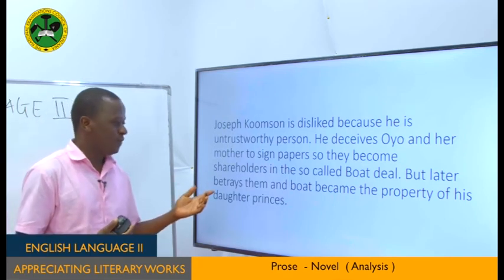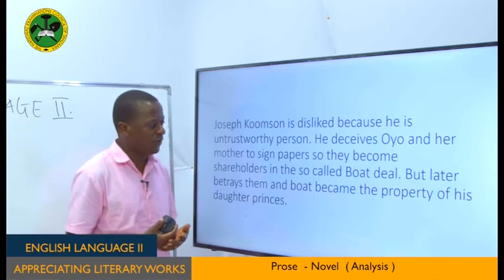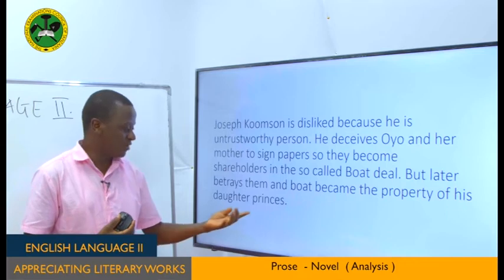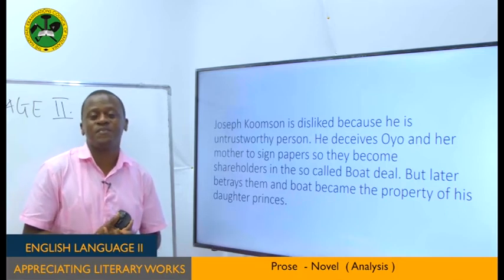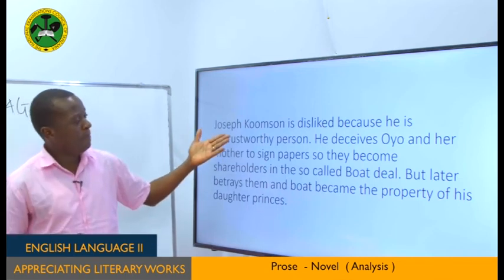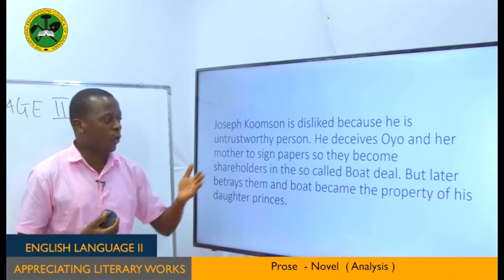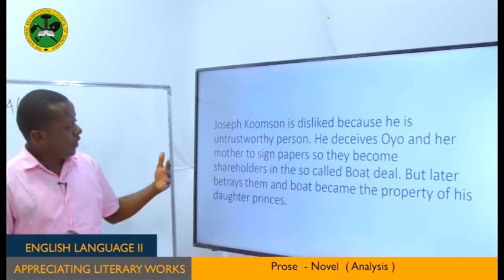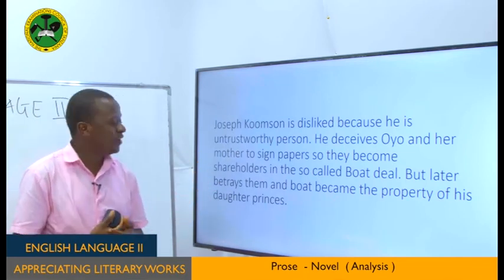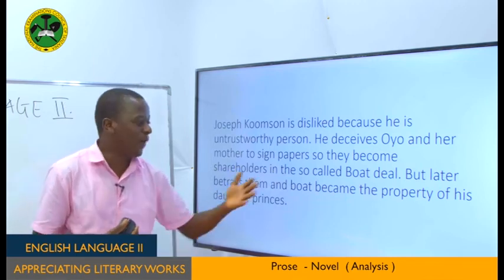But later, he betrayed them, and the boat became the property of his daughter, whose name was Princess. You remember this, my dear students, that this minister, Thompson, went to Oyo and Oyo's mother. He told them to collude so they can sign a paper so that they become shareholders in the fishing boat they were planning to buy.